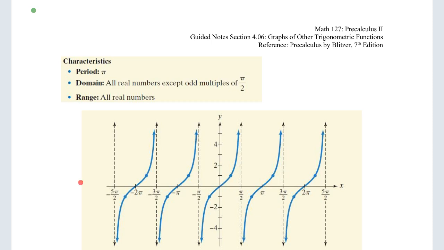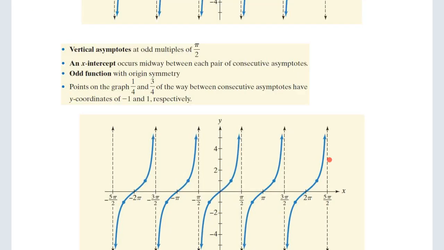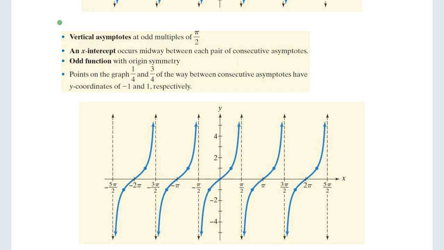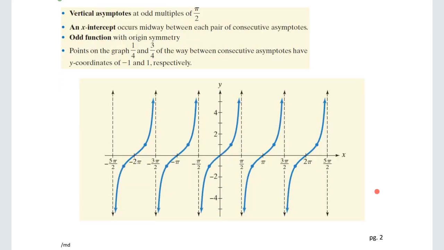Okay, moving on. For the vertical asymptote, we already mentioned the odd function there, and that we do have here the x-intercepts. The x-intercept would be midway between two consecutive asymptotes, and of course the odd function has origin symmetry. Okay, so let me go ahead and move on.